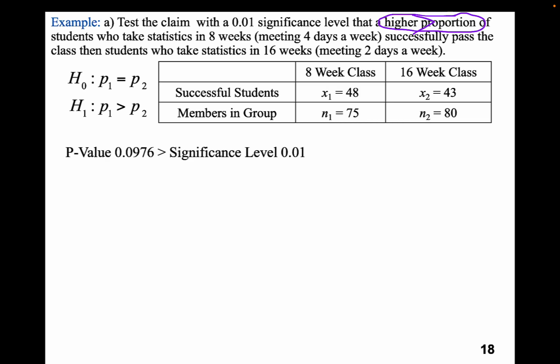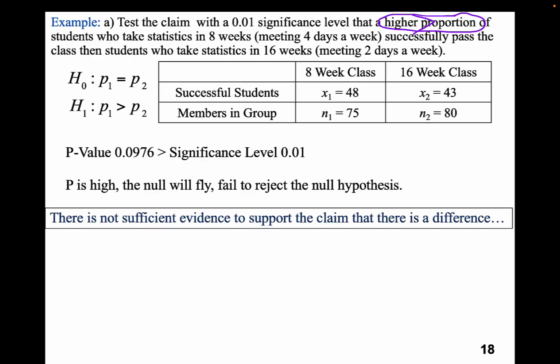Let's put that back in our p-value of 0.0976 compared to this significance level. P is high, the null will fly, so we fail to reject the null. Whenever we decide to fail to reject the null hypothesis, we say there is not sufficient evidence to support the claim that there is a difference in the proportion of students who pass the class in 8 weeks or 16 weeks.